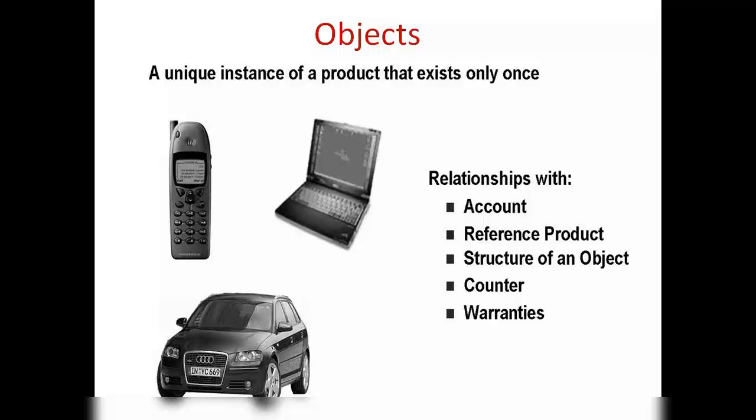Also you can think about chassis number, engine number. So whatever is unique, that is an object. So these are examples of an object.